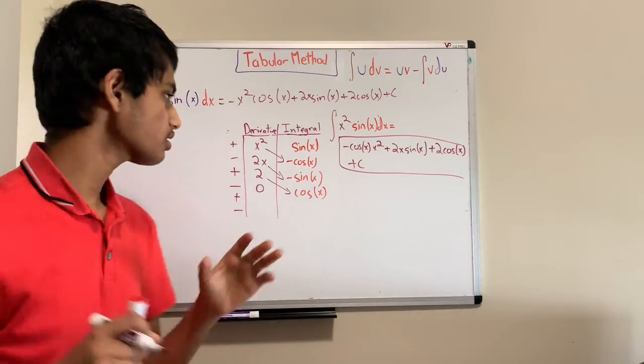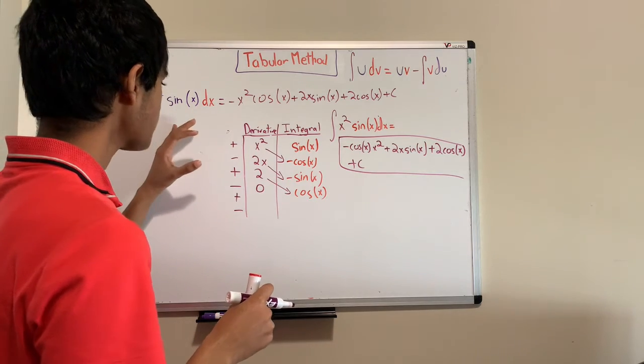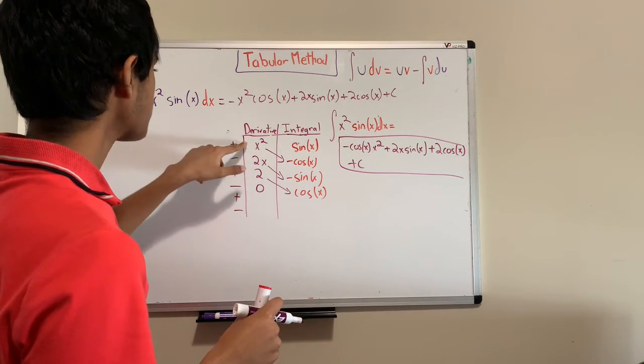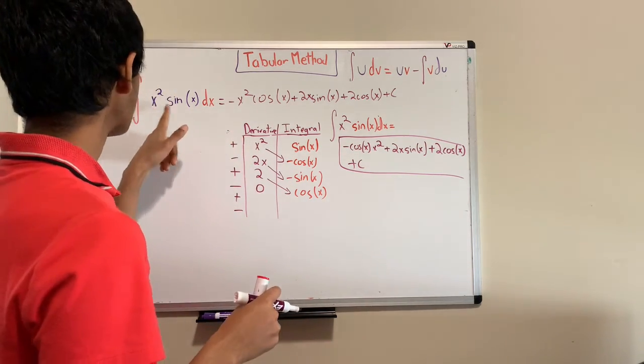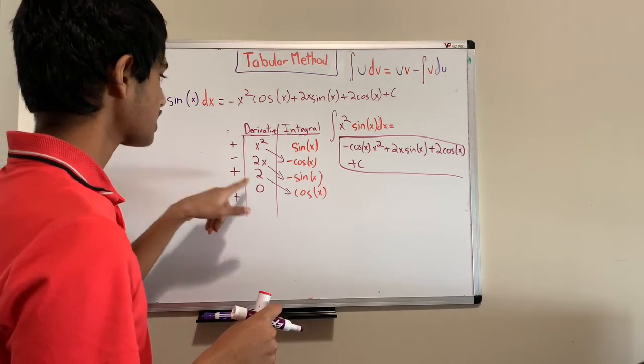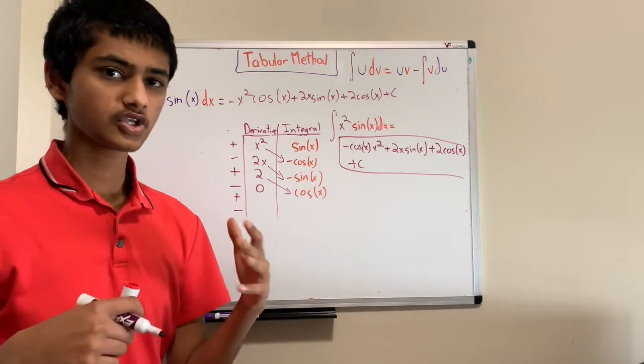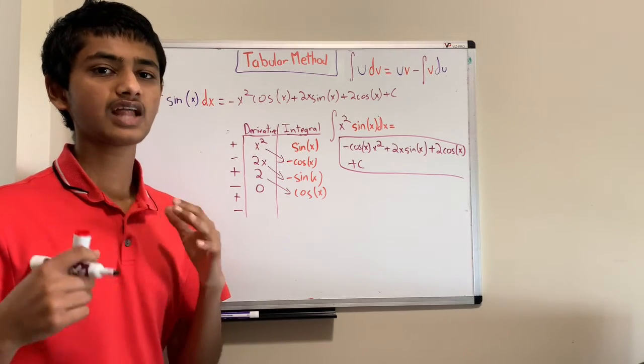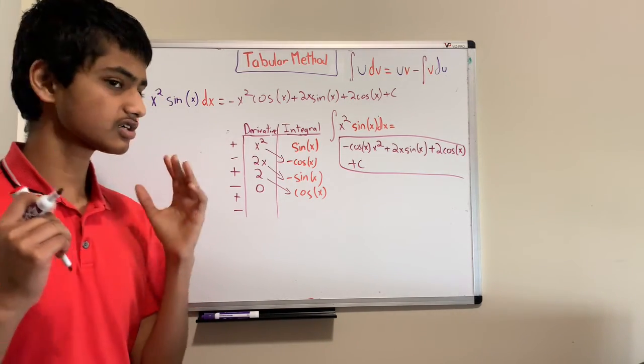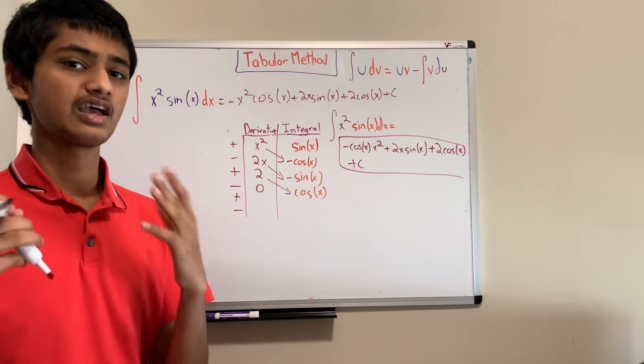So we see here that one of the cases where we can apply the tabular method is when we know that the derivative of one of the terms in here is going to end up becoming 0 eventually. So I hope you guys understood how we could apply the tabular method to certain integrals, and then we'll look at more cases in the next few videos.